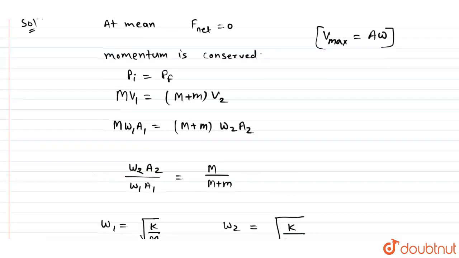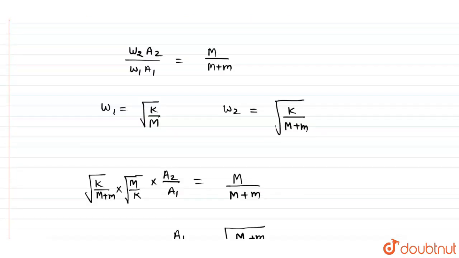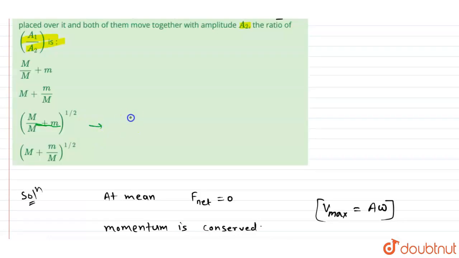Now let us check the options. So we have to find the square root of capital M plus small m divided by capital M. Basically it is capital M plus small m divided by capital M to the power 1 upon 2, because we know that the root can be written as power 1 upon 2. So this option is the correct answer of our question.